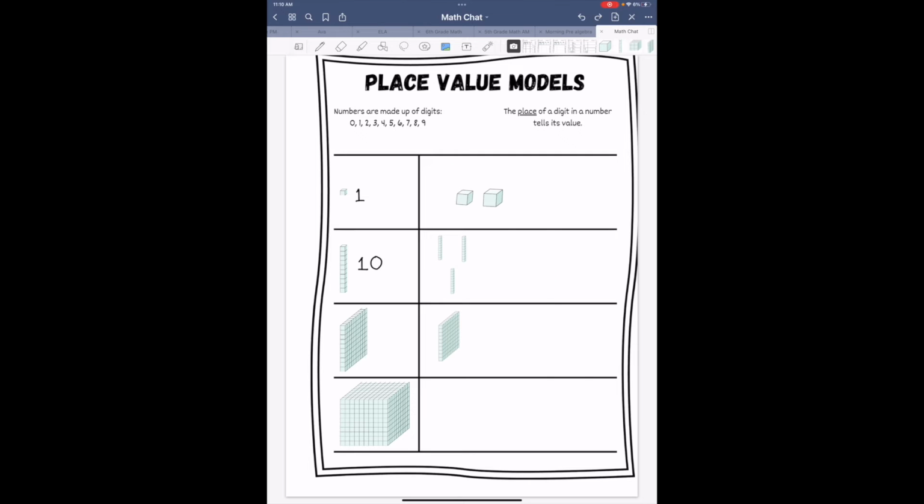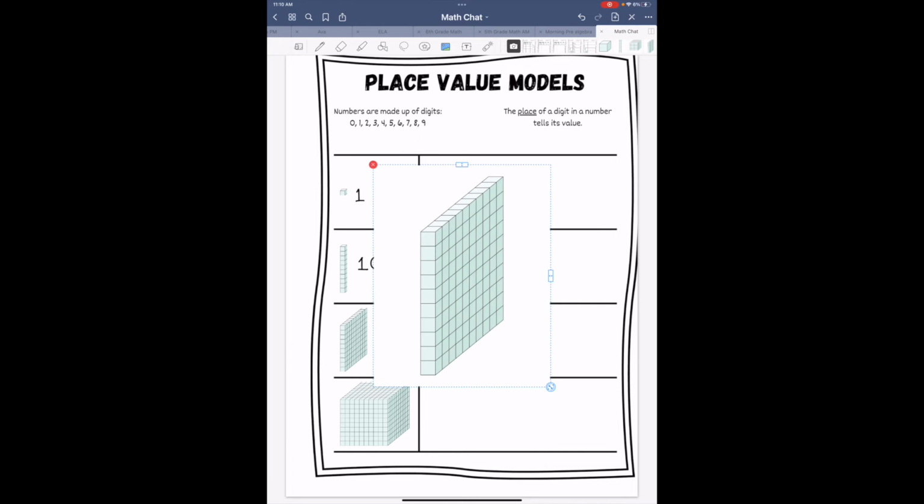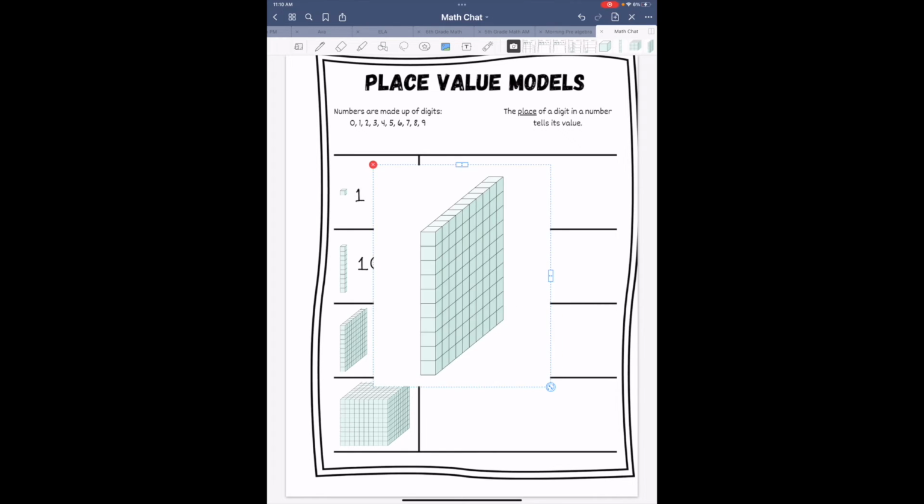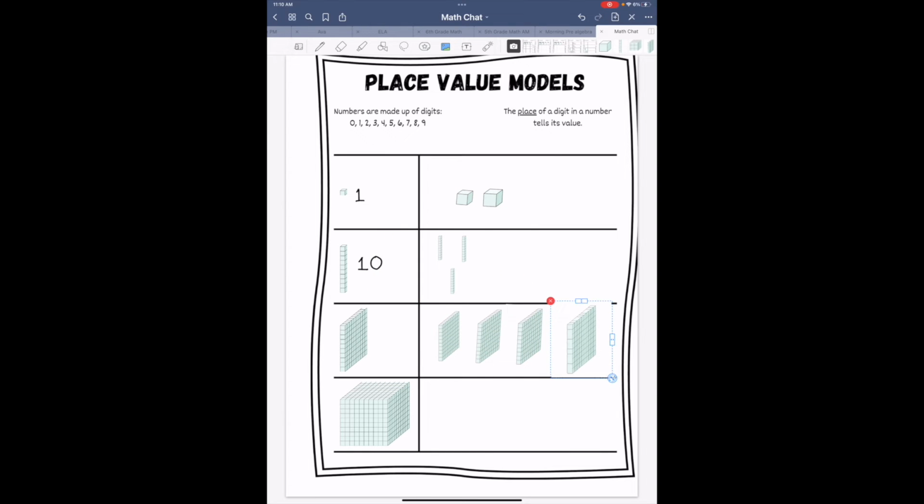If I have 2 of those, that equals 200. If I have 3 of those, that equals 300. Let's do 4. If I have 4 of those, I have 400. So if I have 400 here, I have 30 here, and I have 2 here. So total, I have 432 on this screen.